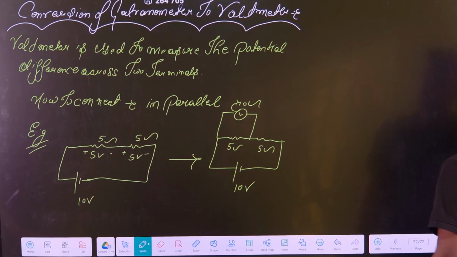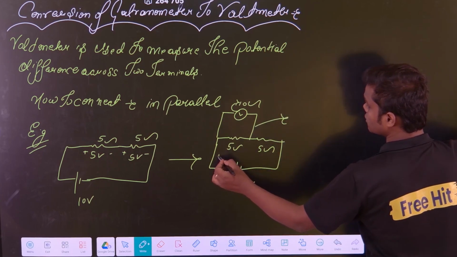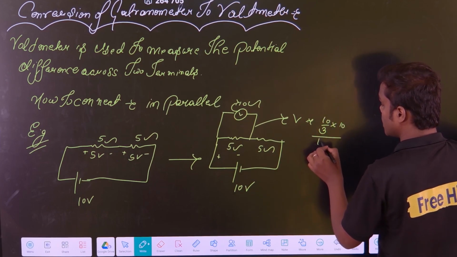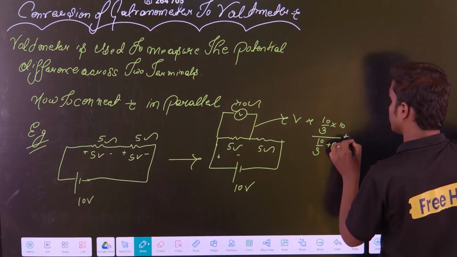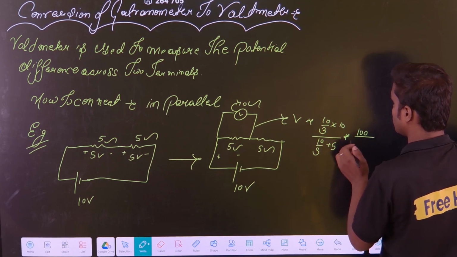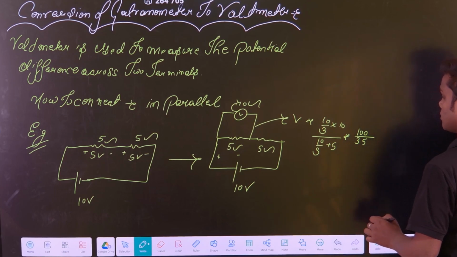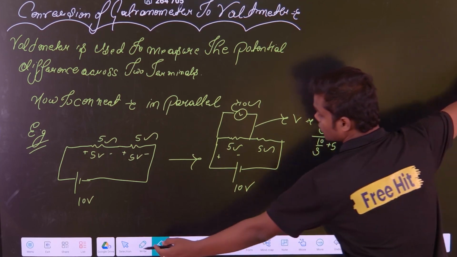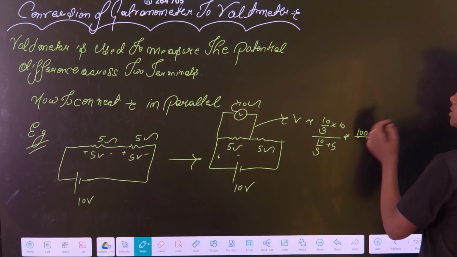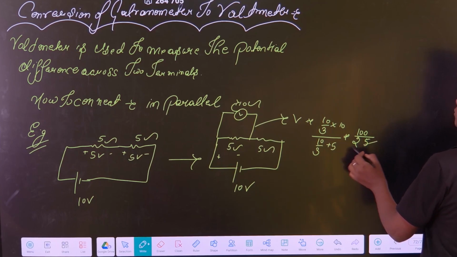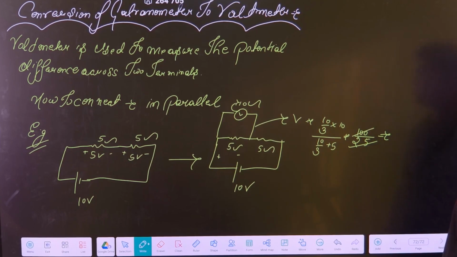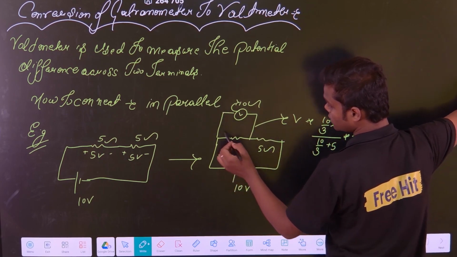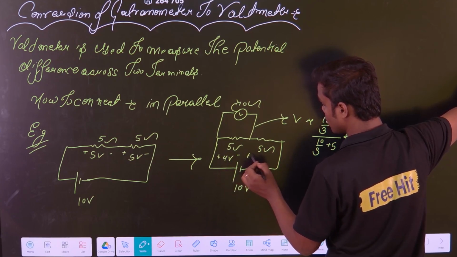If you calculate, this voltage V will be 10 into (10 by 3) divided by (10 by 3 plus 5). So if you do this calculation, it will be 100 by 35, correct? Not 35, sorry. The 10 will be cancelled out, 15. So 15 plus 10 is 25, correct? So this value will become 4 volt. So you are getting 4 volt here and 6 volt here, correct?